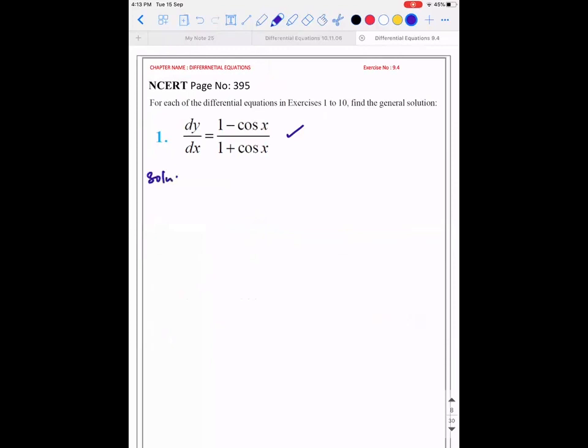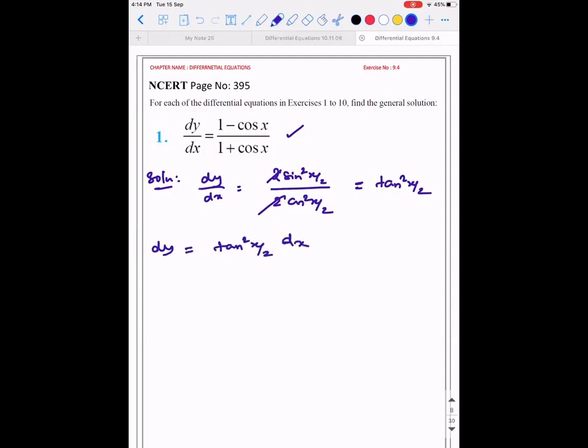Solution: dy by dx is equal to (1 minus cos x) divided by (1 plus cos x). 1 minus cos x is 2 sin square x by 2, divided by 1 plus cos x, which is 2 cos square x by 2. The 2 and 2 get cancelled. It is tan square x by 2. So the right hand side is completely a function of x. So dy will be equal to tan square x by 2 times dx.